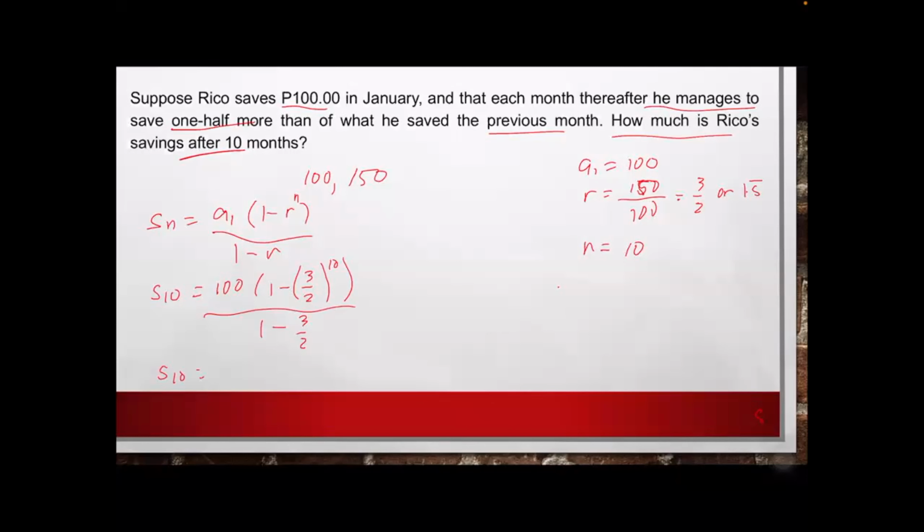So again, mayroon tayo dito ng 100 para magkaroon ng 150. 1/2 nung nauna, that's 50, tapos in-add doon sa previous month. Kaya nagkaroon siya ng 150. So yun yung gagamitin natin, 150 divided by 100. The answer will be 3 over 2 or 1.5. Then our N is 10 because it's savings after 10 months. Just plug into the formula. We can now have how many?